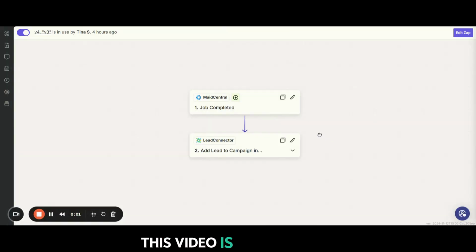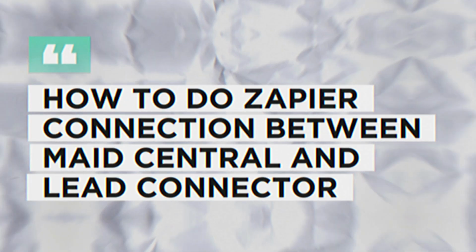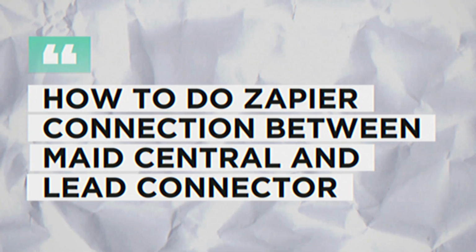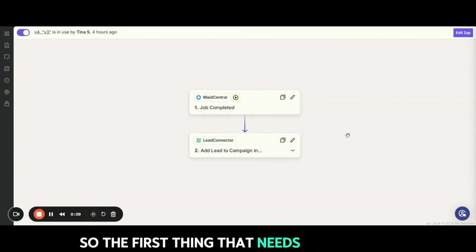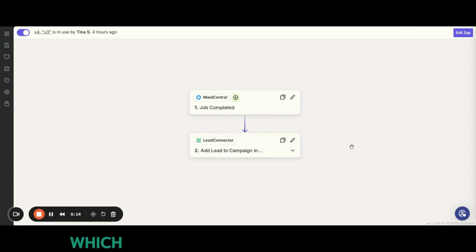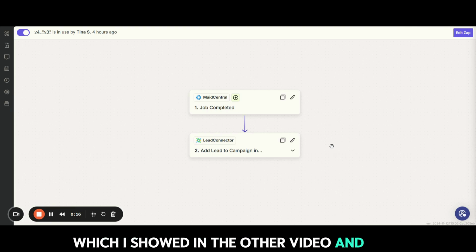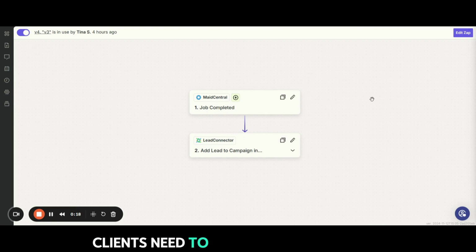This video is to show you how to do the Zapier connections between Maid Central and Lead Connector. So the first thing that needs to happen is creating the Maid Central API key, which I showed in the other video. And then clients need to have a Zapier account.